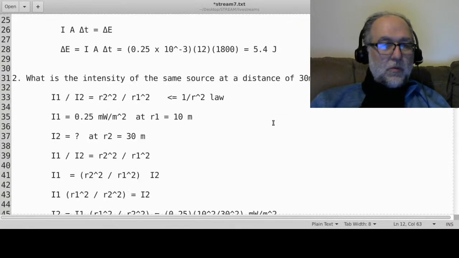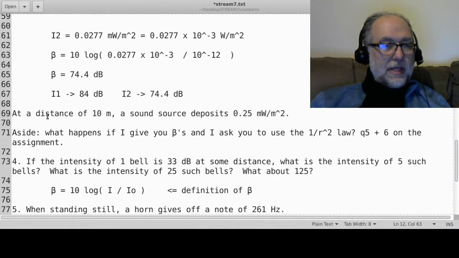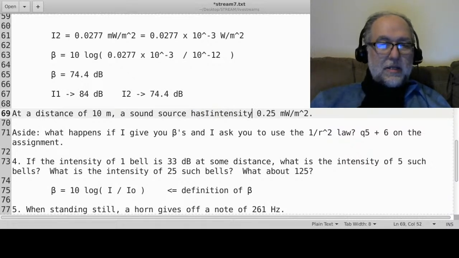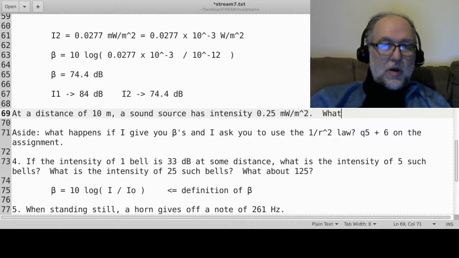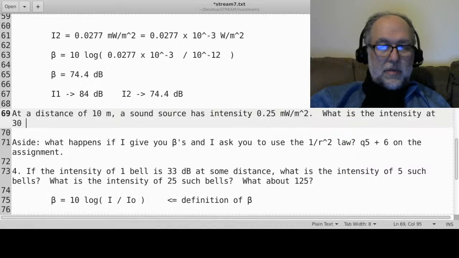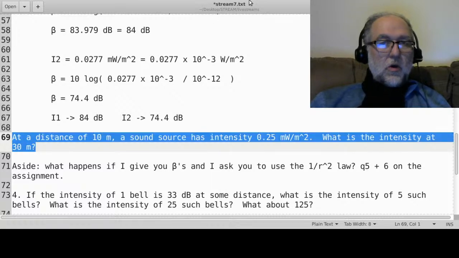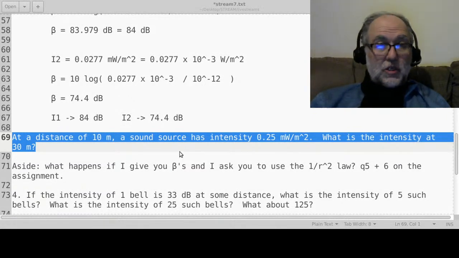And no, actually, I mean the second question. Okay, so suppose I had this: a sound source has intensity this. What is the intensity at 30 meters? Okay, and let me scroll down so you can see it, all right? So this is a modified version of question number 2. At a distance of, well, no, actually, this is question number 2. At a distance of 10 meters, a sound source has that.